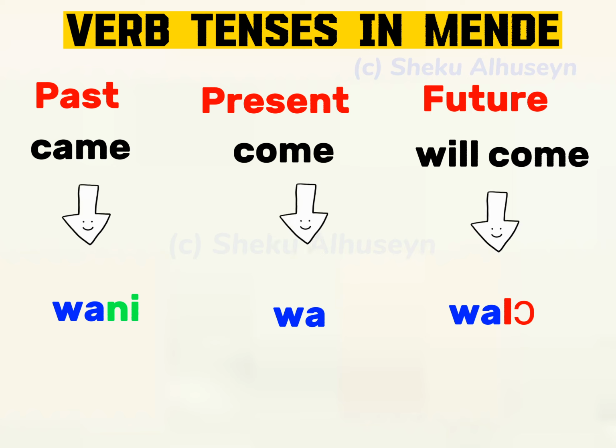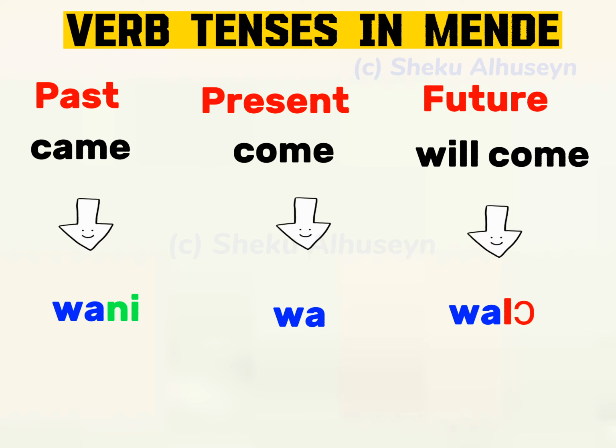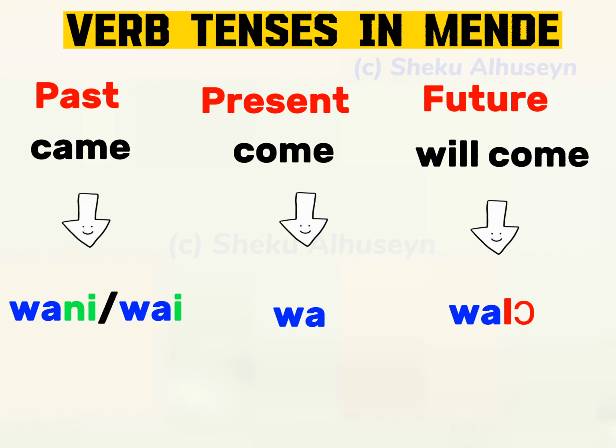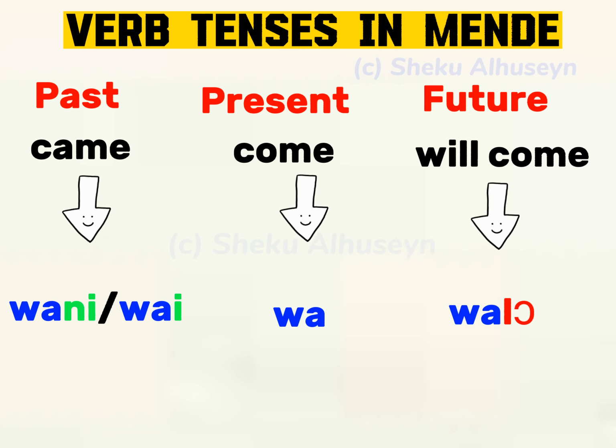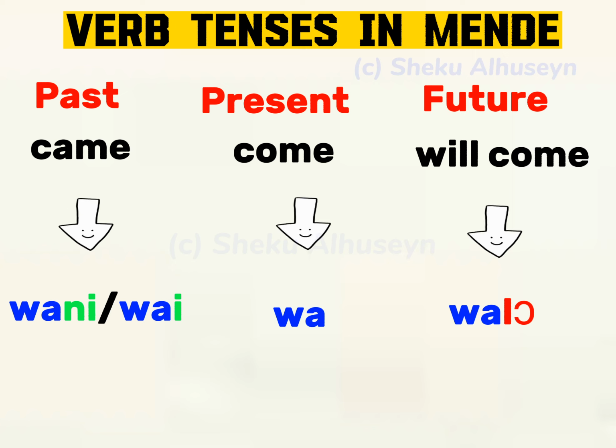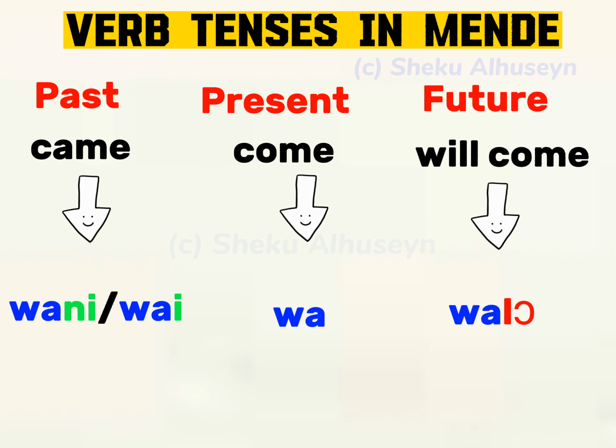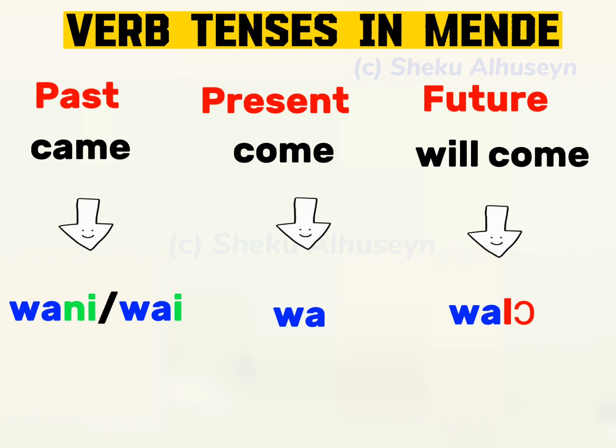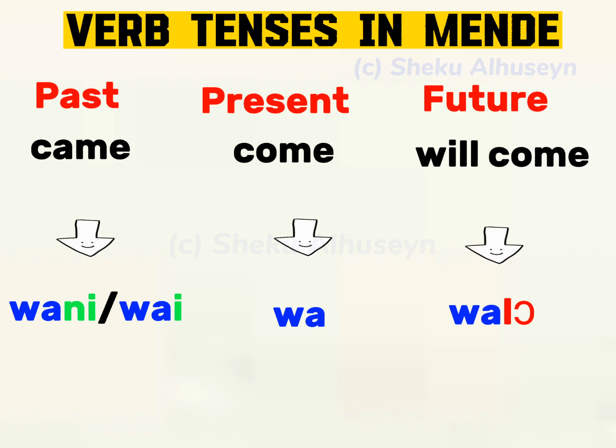The n is elided or removed when pronouncing the word, as with many other words in Mende language. So instead of wani, you will hear people say wai. You will hear people say wai most of the time. But both of them are used actually. Wani and wai are used interchangeably. But it's good to be guided so you know that wai and wani are the words. Now you have the basic form of the verb tenses.